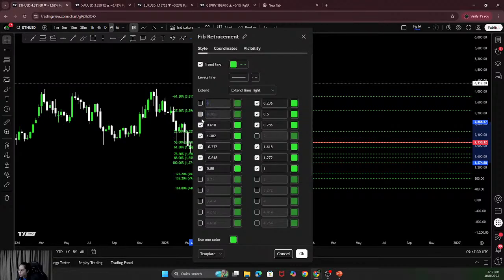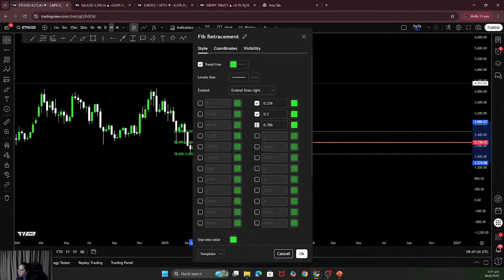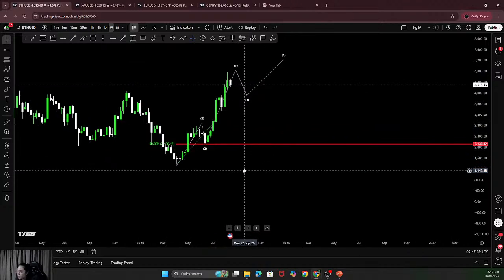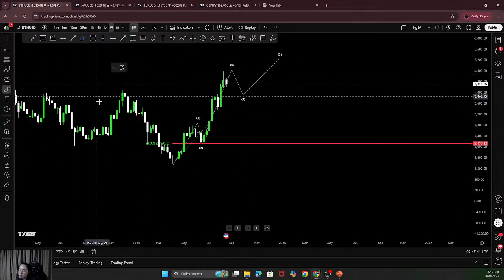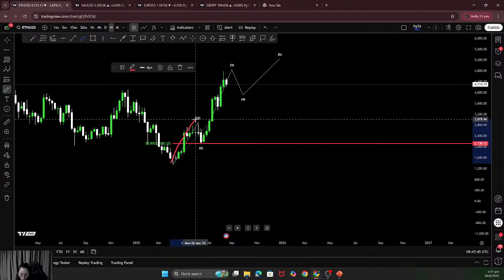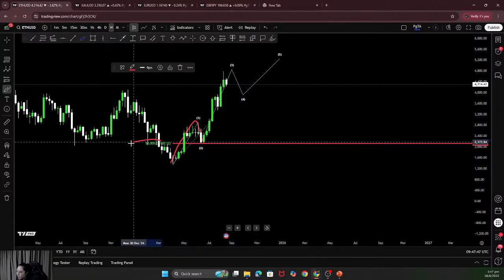Okay, I cannot unclick everything, so I have to slowly, manually remove everything one by one. Okay. You can see price lining exactly at the 50%. So the requirement for wave 1 and wave 2 has been met. Wave 2 usually pulls back 50% of wave 1.